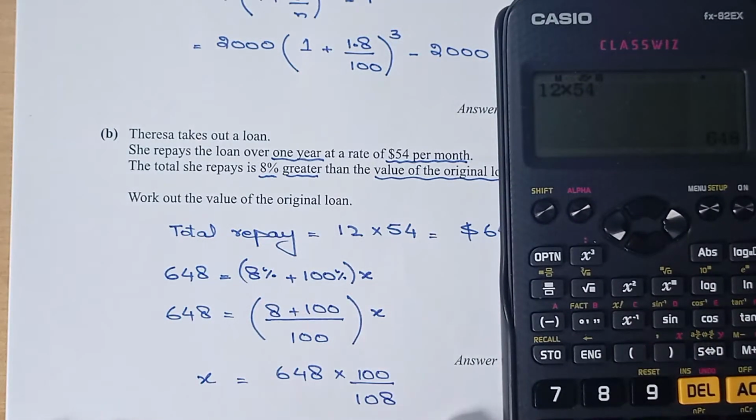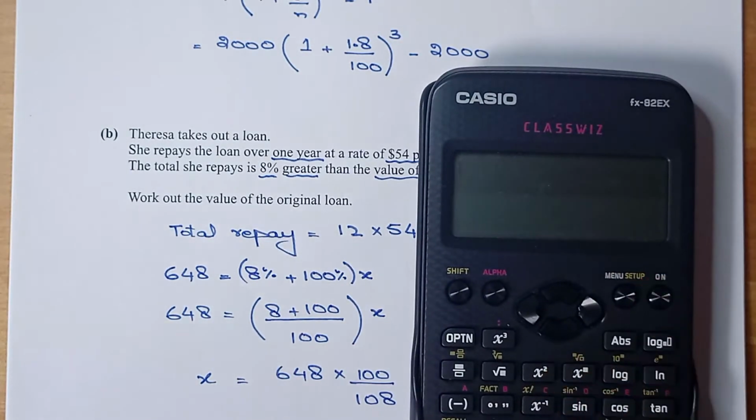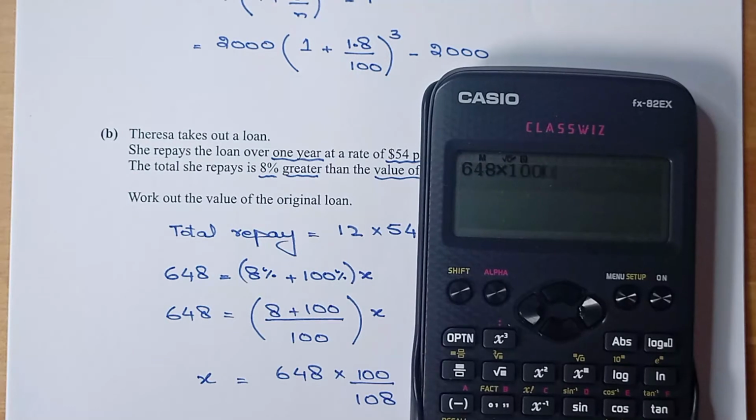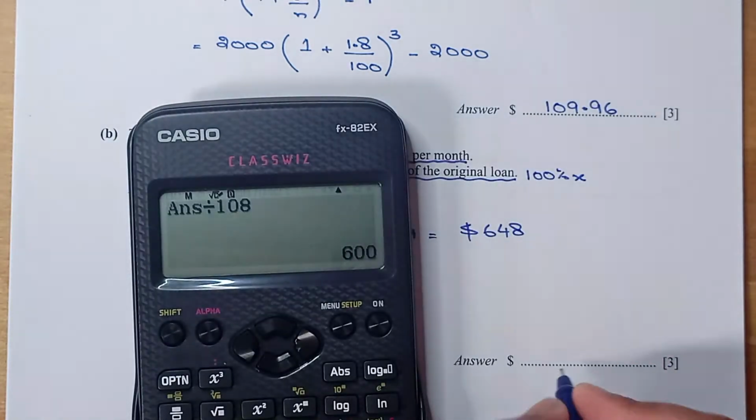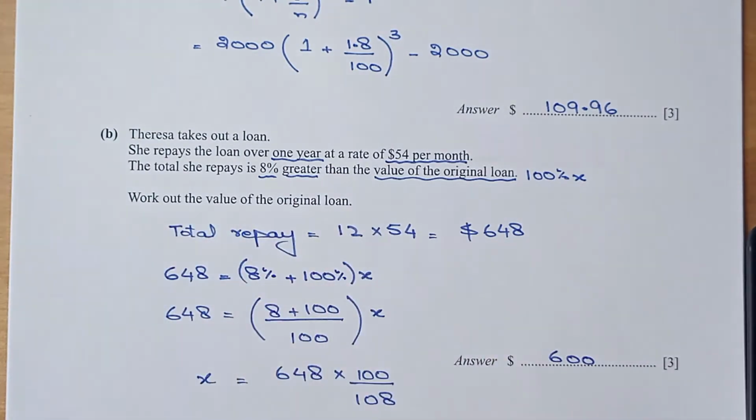So let me simplify it. 648 times 100 and then dividing by 108, so it would be 600. So $600 is the value of the original loan.